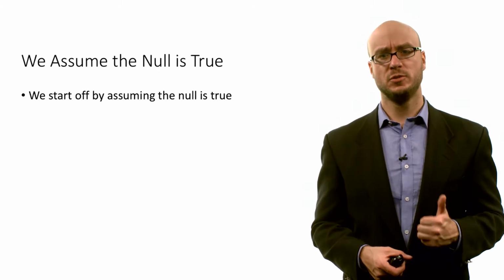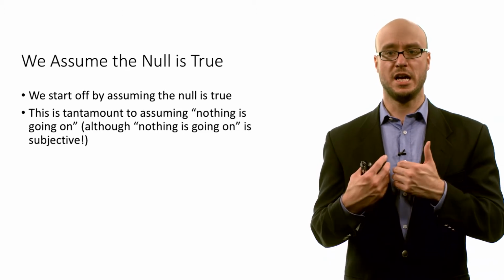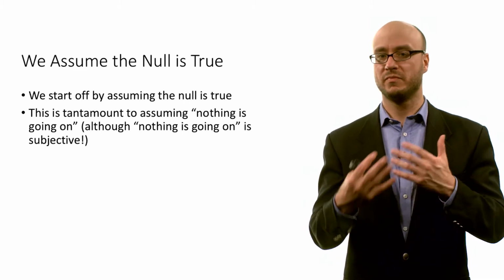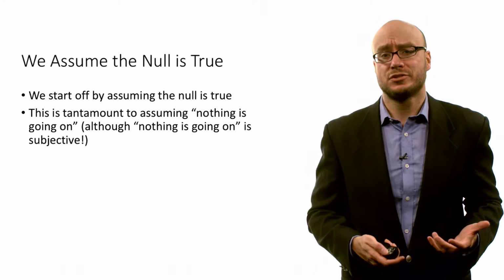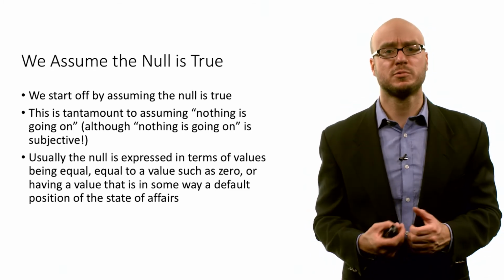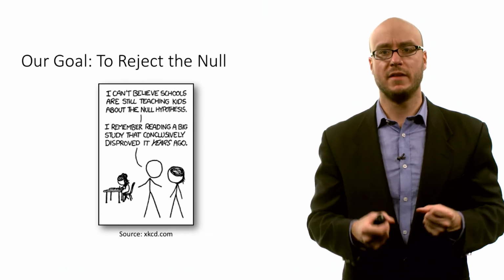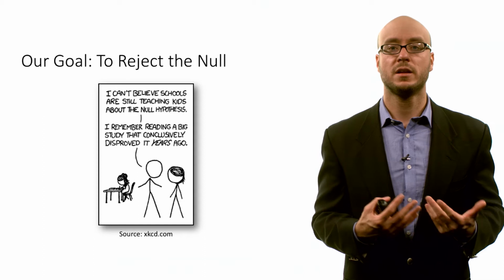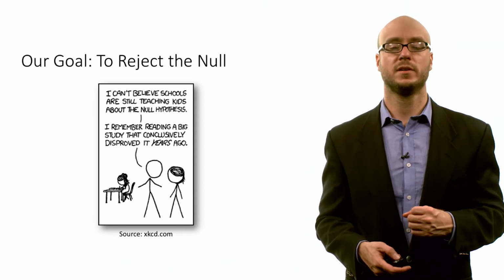Then what we do is we assume the null is true. We assume the "nothing going on" claim. It's not always that nothing is going on, but typically the null is not that interesting. We assume that that's true, that nothing unusual is going on. And then we collect evidence, because we want to see if we're going to reject the null or not. That is our goal with this kind of analysis.